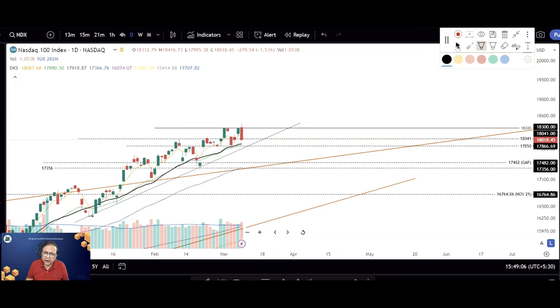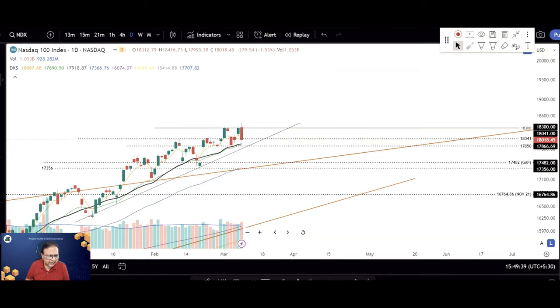It is very difficult for any analyst to tell whether the correction would be shallow or deeper. But considering the market structure, even if the price corrects to 17,400 level, I won't say it is a very major kind of correction, because the market structure is higher highs and higher lows. Unless the price gives a breakdown below this important level, the market structure will remain intact. So I don't see a very big correction forthcoming in Nasdaq 100.